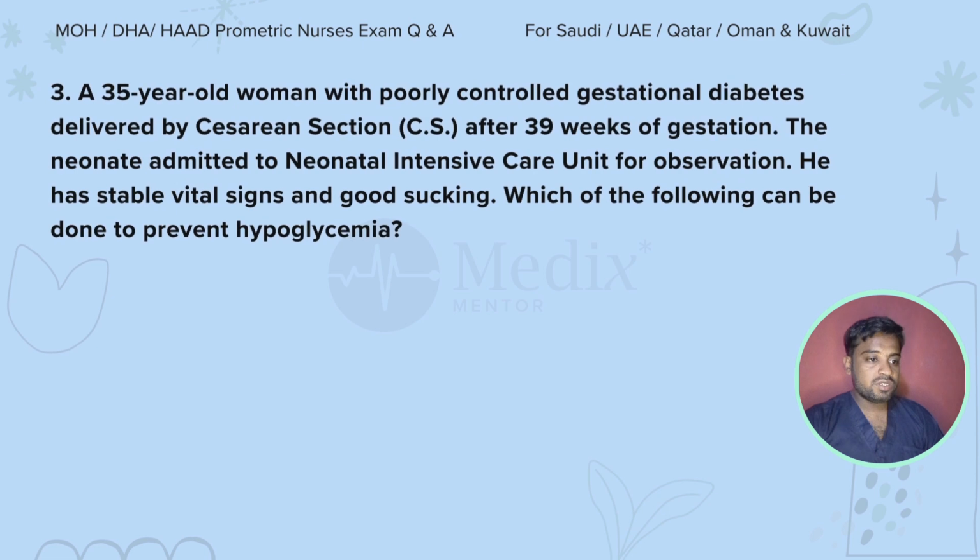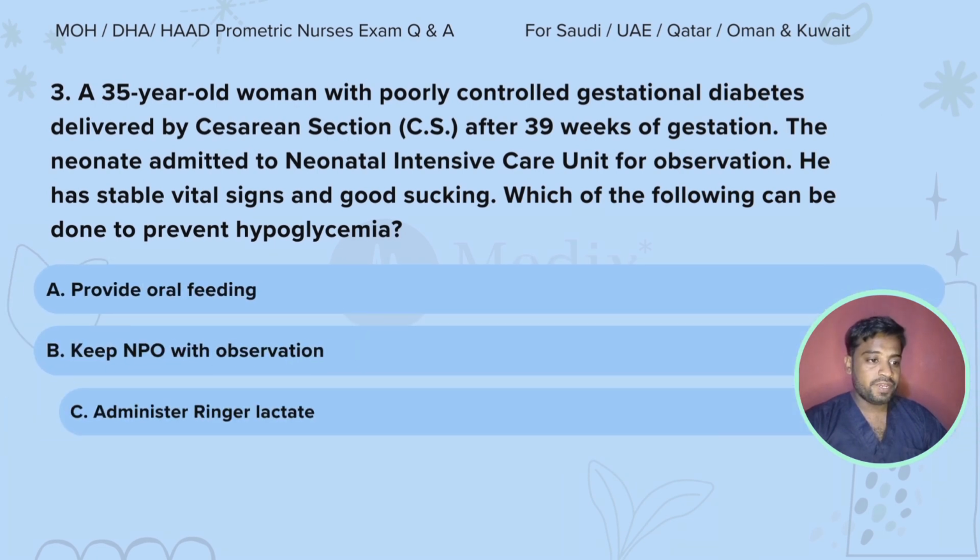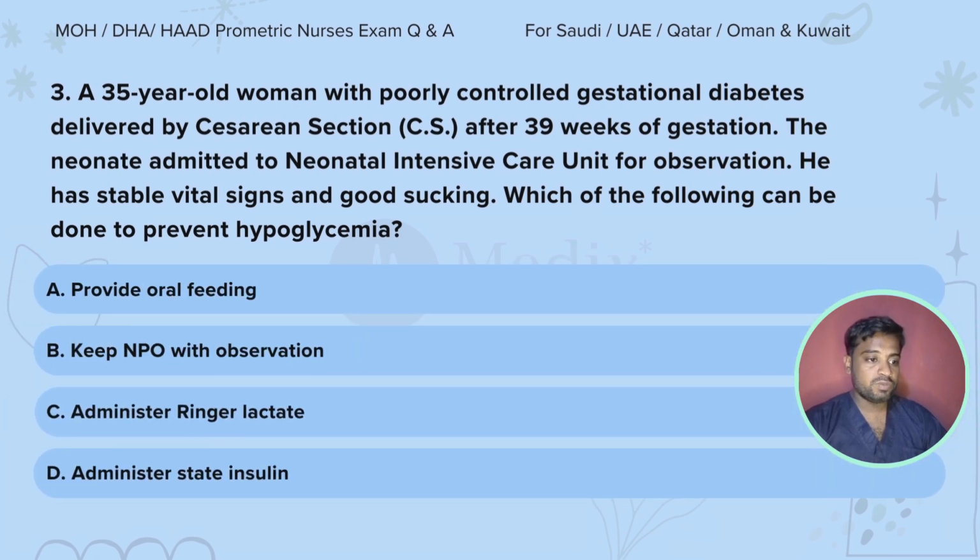A 35 years old woman with poorly controlled gestational diabetes delivered by caesarean section. After 39 weeks of gestation, the neonate was admitted to the neonatal intensive care unit for observation. He has stable vital signs and good sucking. Which of the following can be done to prevent hypoglycemia? A. Provide oral feeding. B. Keep NPO with observation. C. Administer Ringer's lactate. D. Administer stat insulin.